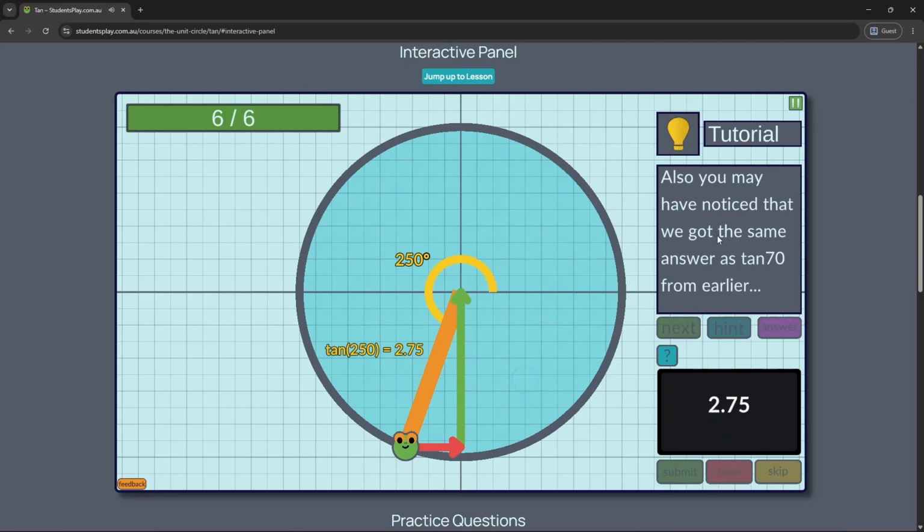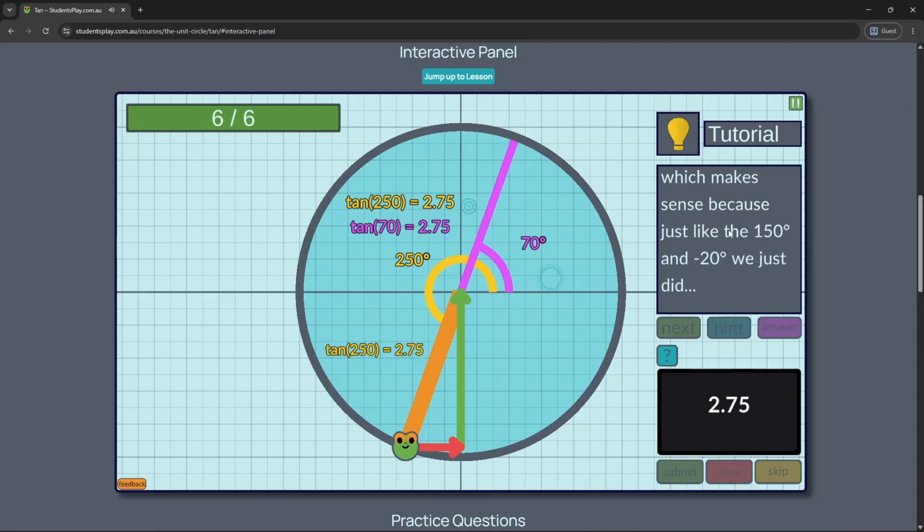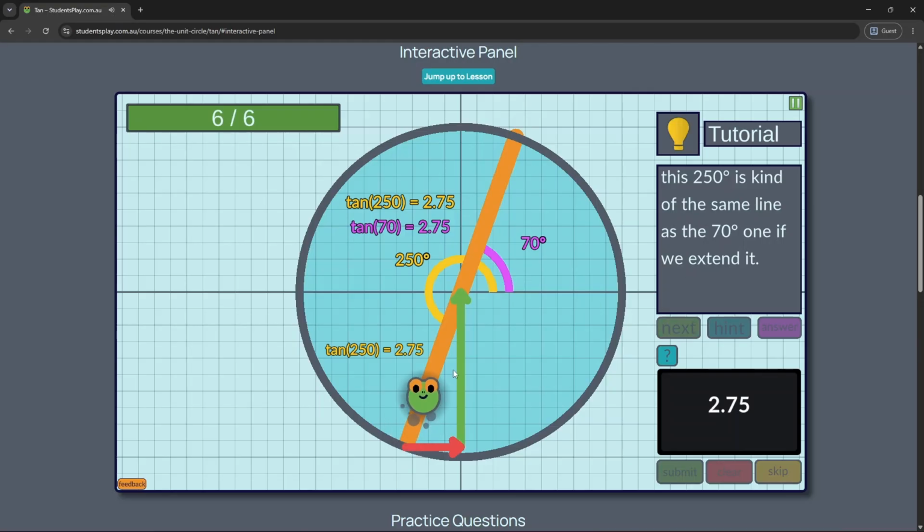Also, you may have noticed that we got the same answer as tan 70 from earlier. Okay, cool. Which makes sense because just like the 150 and the negative 20 we just did, this 250 is kind of the same line as the 70 if we just extend it up to there. So it makes sense we have the same value there. Interesting.